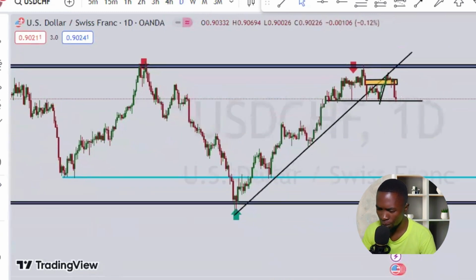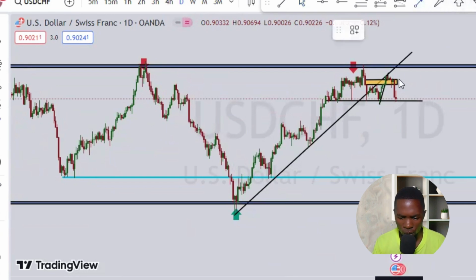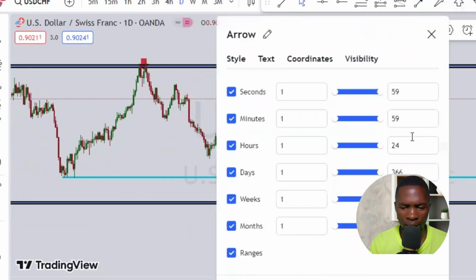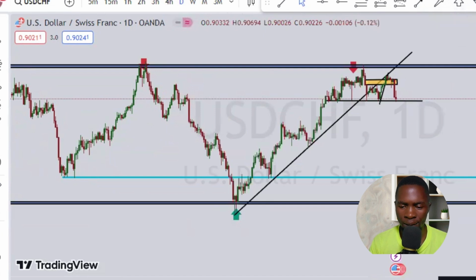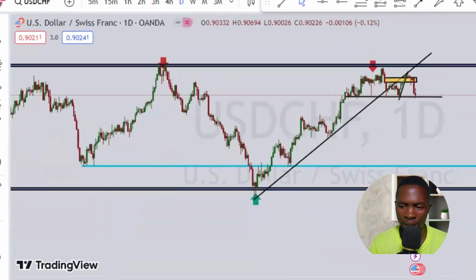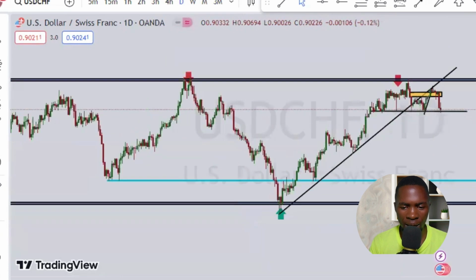But as for me, I wanted to see if the market will break this black line around here to around somewhere here, then retest my Fibonacci zone so that I can go to my shorts. But unfortunately, the market did not perform the way I expected.